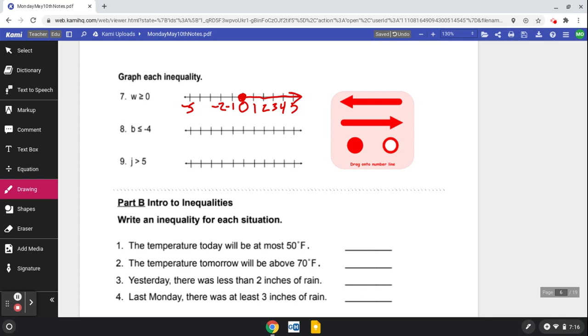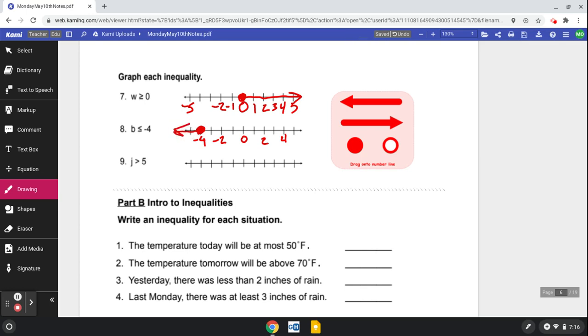B is less than or equal to negative 4. Okay, same thing here, still 0. There's negative 2, negative 4, 2, and 4. So we have the line underneath. So at negative 4, you're going to put your solid dot, your closed circle is what they like to call it. I'm going to go where my numbers get smaller, to the left.